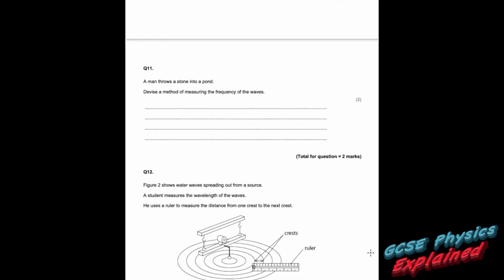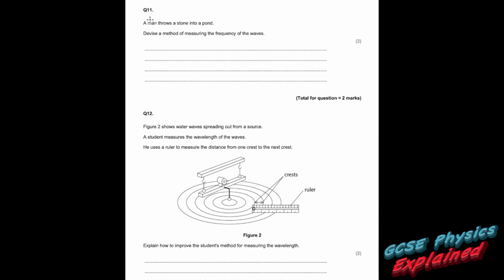Question 11. A man throws a stone into a pond. Devise a method of measuring the frequency of the waves. Right, so base your explanation on your understanding of the word frequency. So that's how I always start off. What is the definition of frequency? Well, frequency is the number of waves per second.